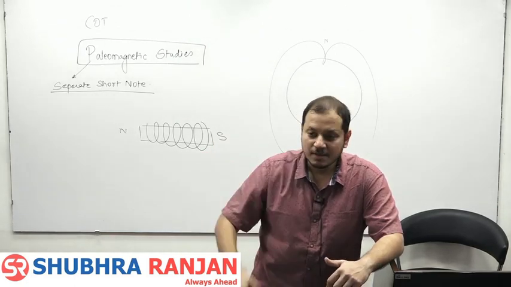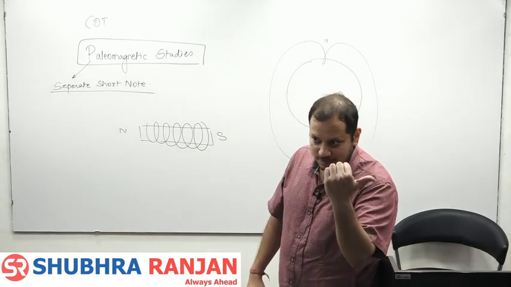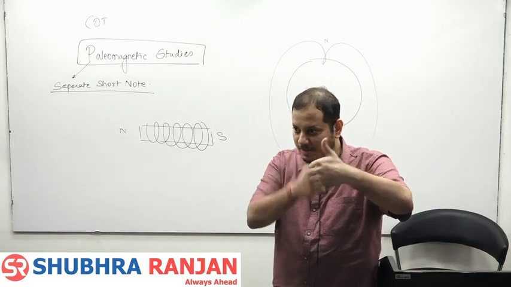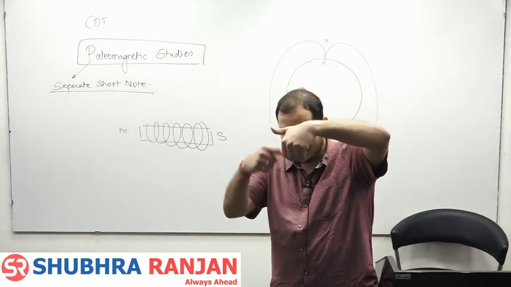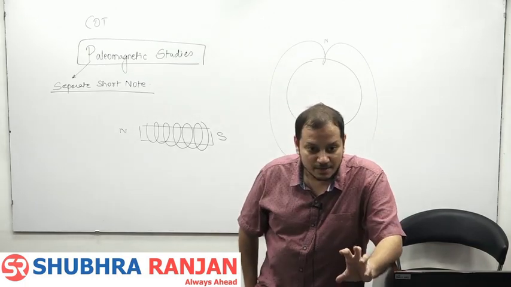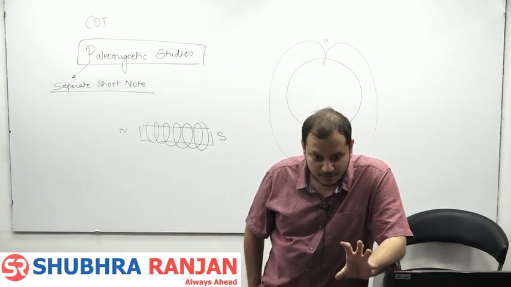Fleming's rule. If this is the direction of the flow of electric current, this is the magnetic field. So always, the magnetic field is on the left-hand side of the direction of the flow of electric current.